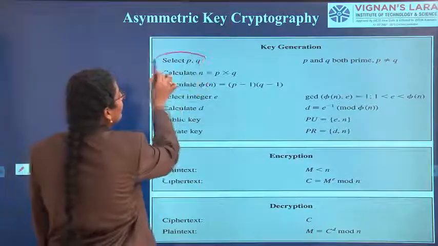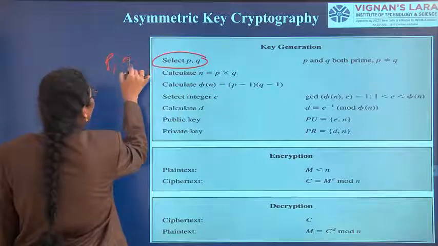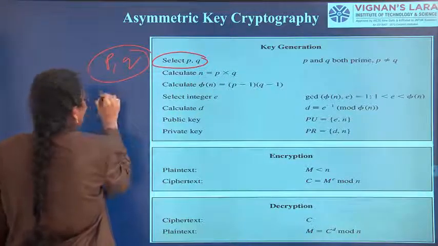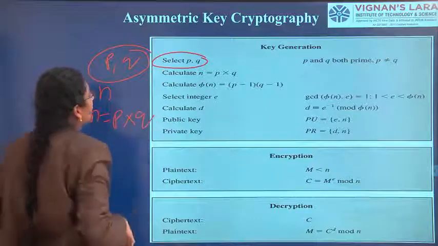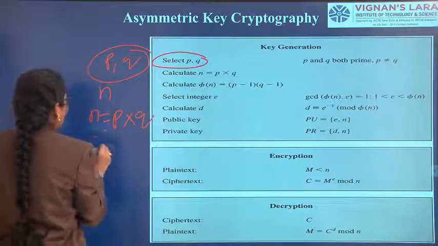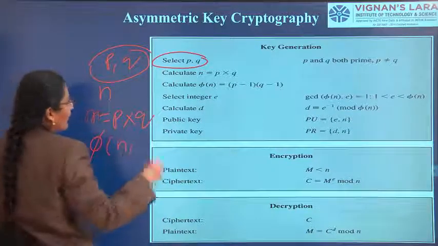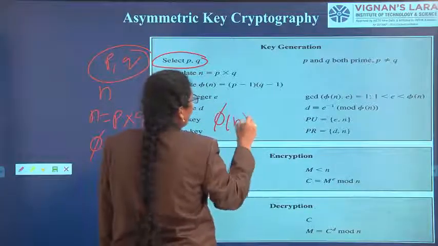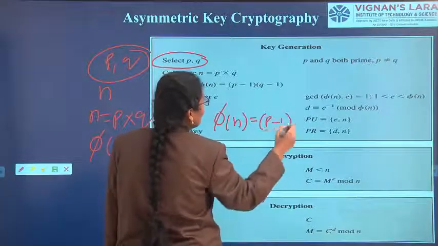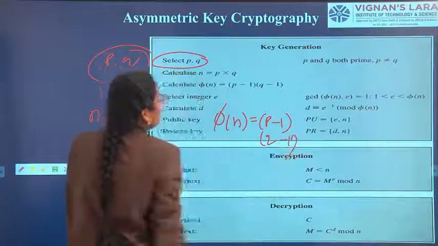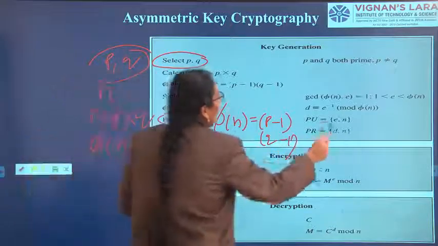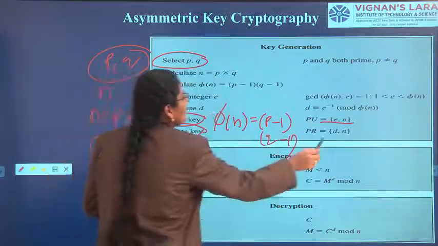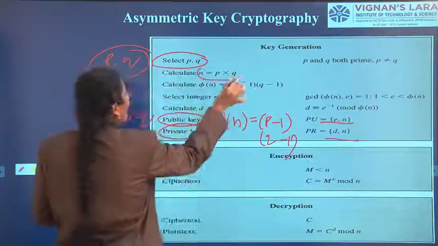You have to select two prime numbers P and Q. These are large prime numbers. You have to calculate the n value, n equal to the product of P into Q. Then you have to find the value of phi of n. Phi of n is nothing but (P minus 1) into (Q minus 1). So this is the key generation, and the public key is E comma n, the private key is D comma n. The n value you will obtain here.